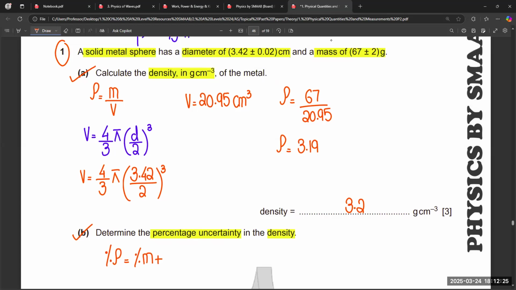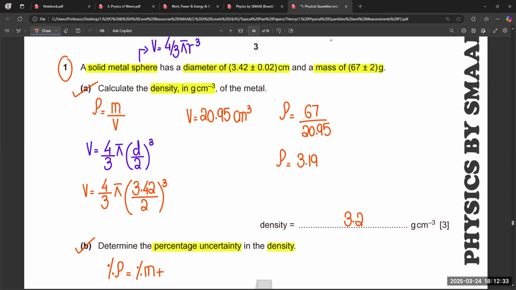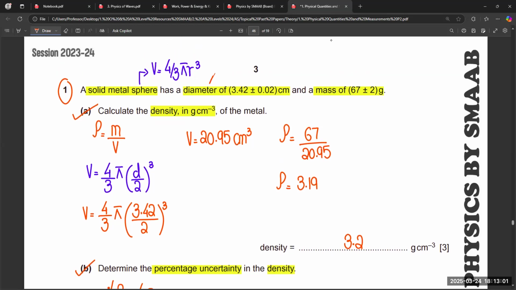Volume is not given in the question, right? Volume is not given in the question. We calculate volume ourselves. So we need to consider all the quantities given in the question, and we need to calculate according to their respective values. For example, the uncertainty in the mass is 2. So 2 divided by 67 multiplied by 100, right? But for the diameter, diameter is a single length. Diameter represents only one dimension.